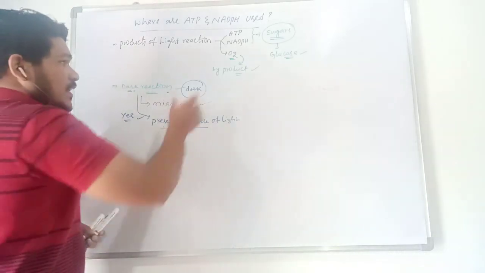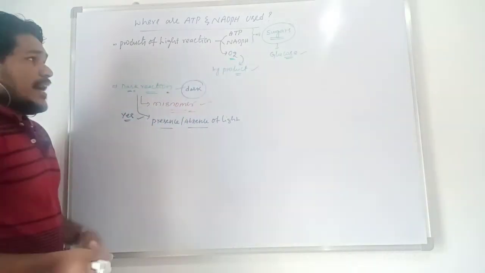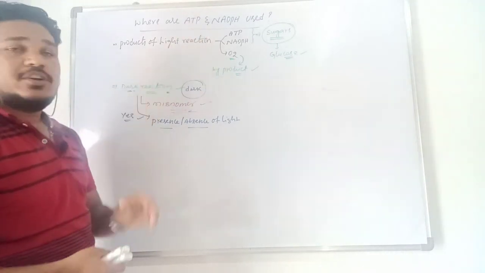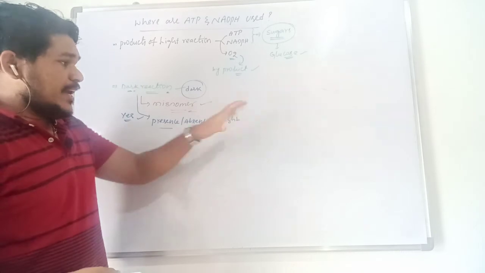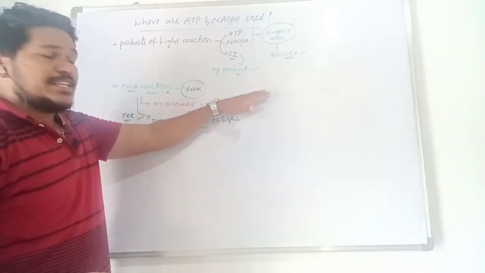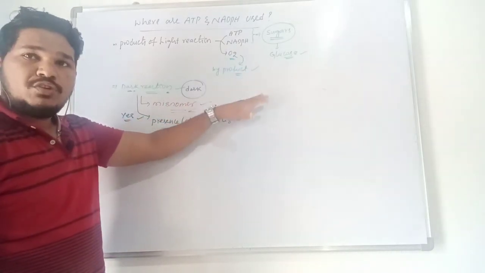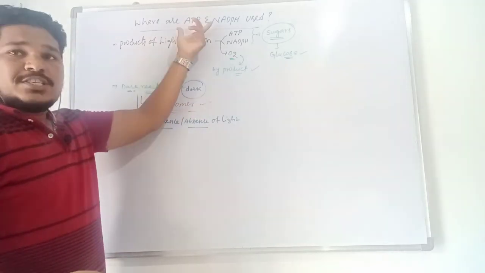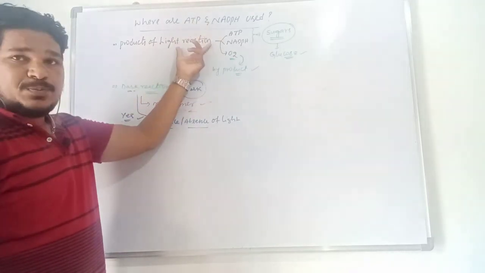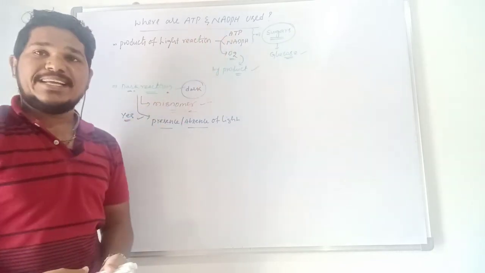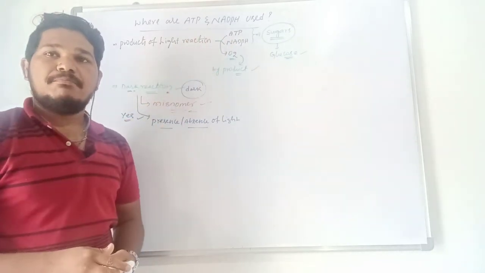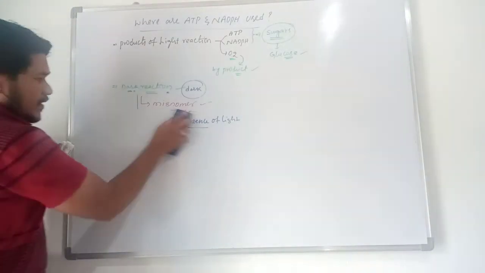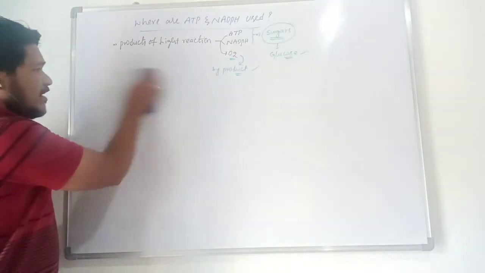Who observed the dark reactions during the photosynthesis process? Particularly, the CO2 fixation process during photosynthesis was first observed by the scientist Melvin Calvin.